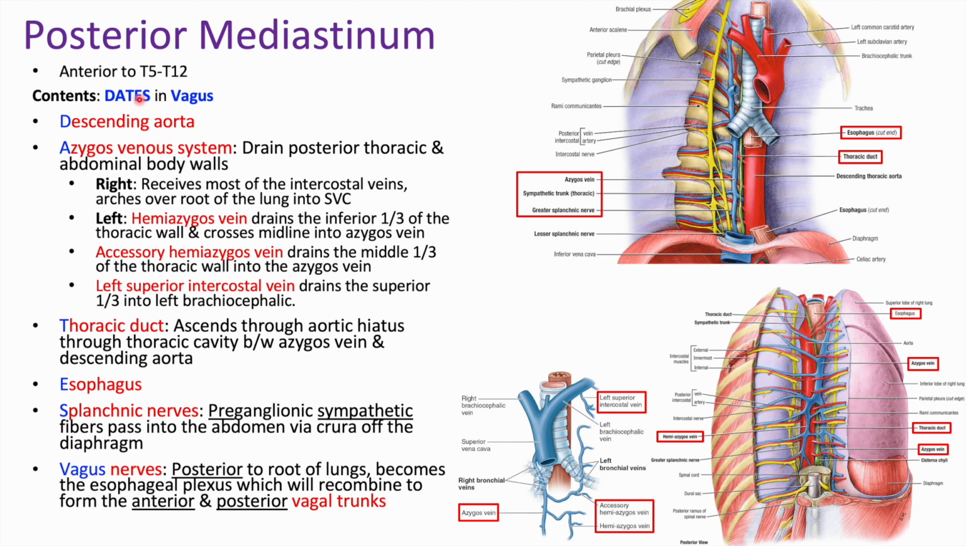And then finally, we're going to have our vagus nerves. And so the vagus nerves, we said, are going to run posterior to the root of the lungs, and they're going to become the esophageal plexus, which is going to recombine to form the anterior and posterior vagal trunks. So they're going to come down, and the vagus is going to become plexiform, and it's going to be on the esophagus as a plexus. At the bottom, more inferiorly, it's going to recombine to form the anterior and posterior vagal trunks, and that's going to keep running down with the esophagus.